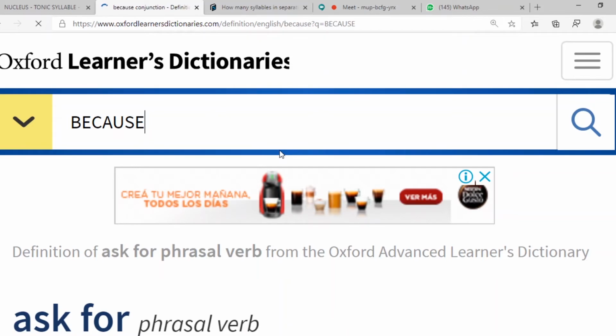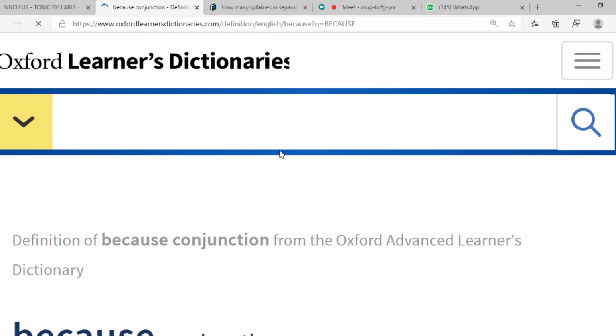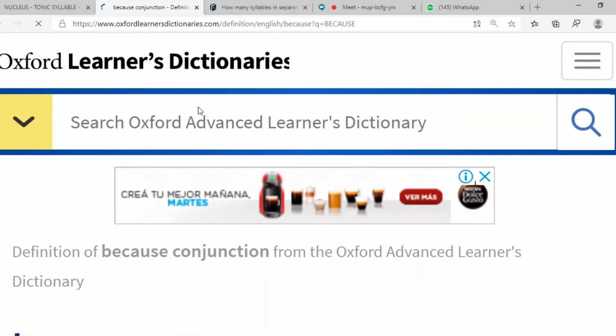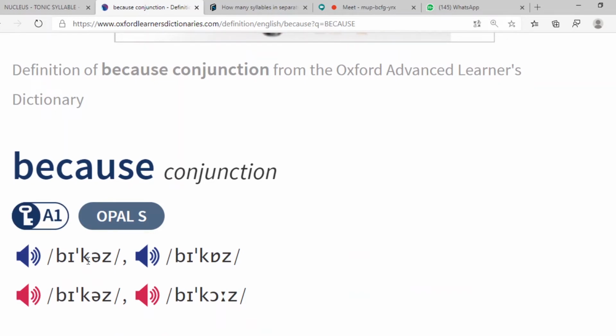Because this is a conjunction, this is not a lexical word, but this conjunction has two syllables, and it is capable of carrying a stress because it has two syllables. So you have to check it, because it will have a stress because it has more than one syllable.